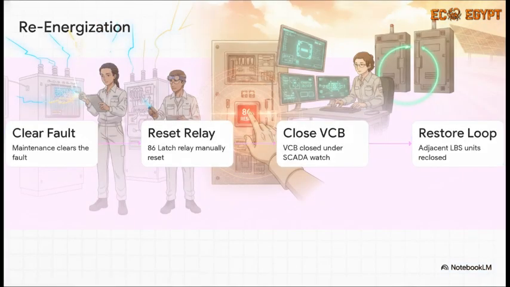All right, maintenance clears the fault, time to re-energize. But here's the catch for step 2, that 86 latch relay. You can't just clear that from a computer screen. It has to be manually reset by a human standing right at the panel. Once that's done, the VCB is closed under strict SCADA supervision. The adjacent LBS units are reclosed and the system is back to normal.